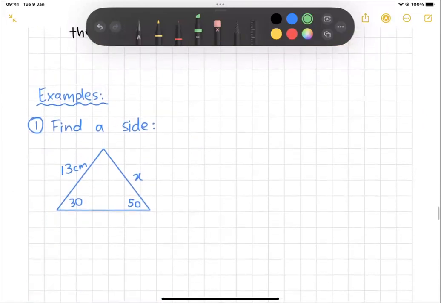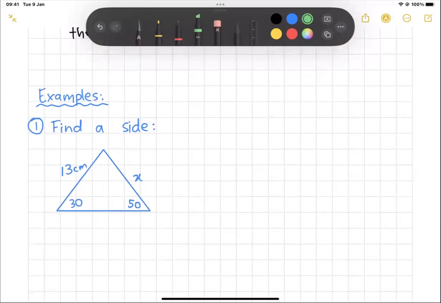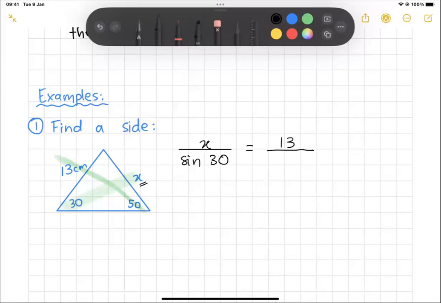Let's go to our example. We first need to look for a cross. I found my cross, therefore I need to use the sine rule. Find a side. I want to find my unknown side first. So I'm going to write x over sine, the opposite angle for that side, which is 30. So x over sine 30 equals the next side, 13 over sine 50.